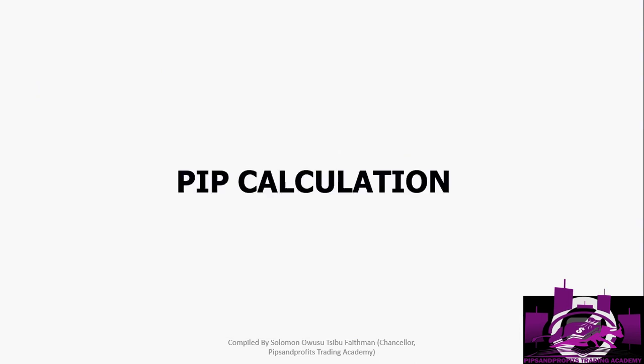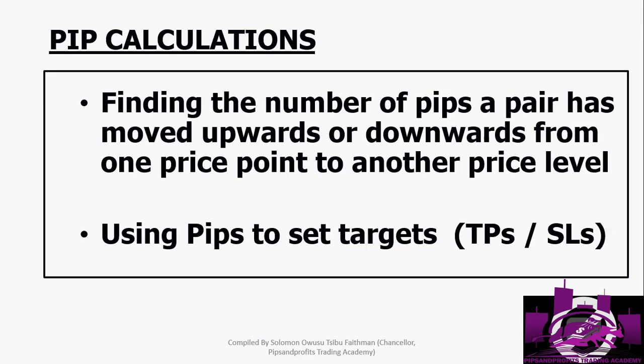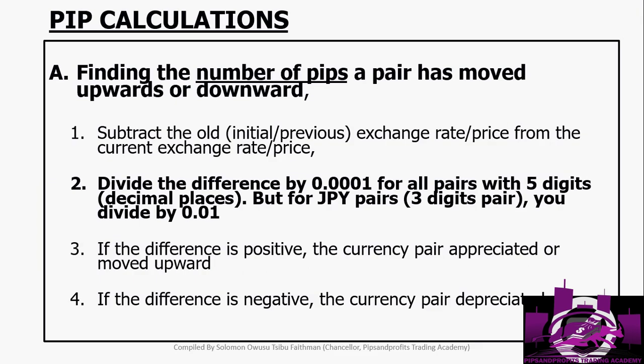Okay, so I answered the question. We did a pip calculation. So these are the two things that we did under our pip calculations: finding the number of pips a pair has moved upwards or downwards from one price point to another price point, and then using pips to set targets. So finding the number of pips a pair has moved upwards or downwards, these are the ways you go through. One, you subtract the old, that is the initial or previous exchange rate price, from the current exchange rate price.